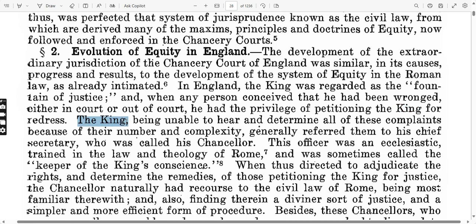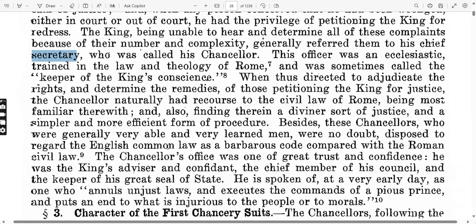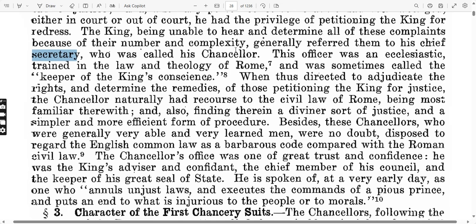But anyway, let's continue. The king, being unable to hear and determine all of these complaints because of their number and complexity, generally referred them to his chief secretary, who was called his chancellor. So chancellor is a secretary. Okay. This officer was an ecclesiastic trained in the law of theology of Rome. So the secretary of the king was trained in ecclesiastic law. Isn't that interesting? And was sometimes called the keeper of the king's conscience.